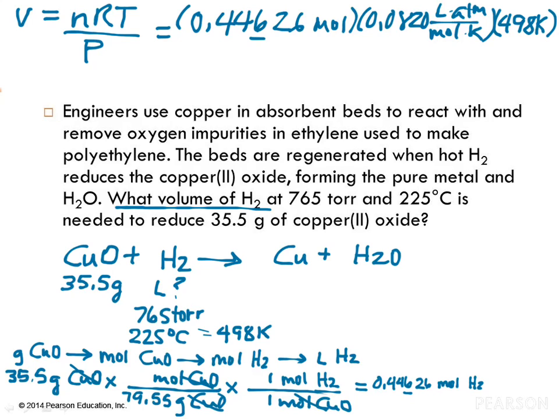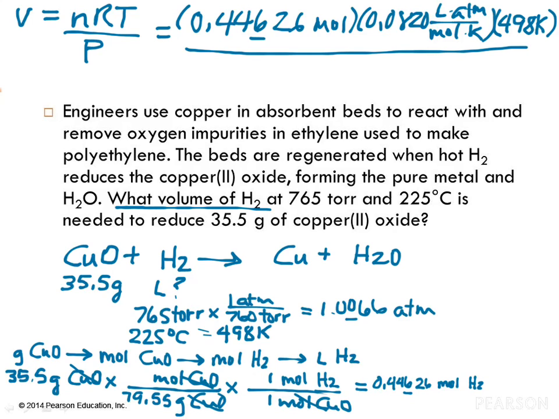And what do we need to do to that pressure? We need to convert that to atm. And so we've got 1 atm over 760 torr. So 765 divided by 760 is 1.0066 atmospheres. Oh, these get long. 1.0066 atmospheres.